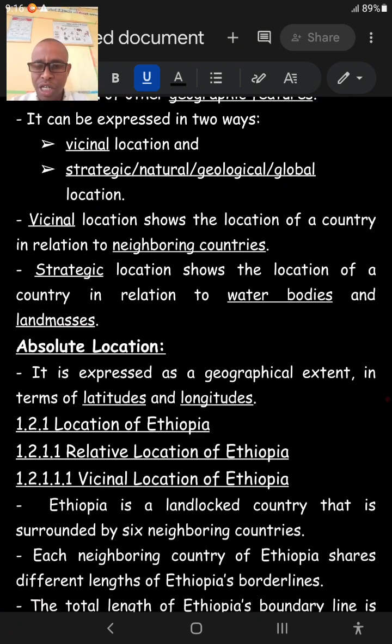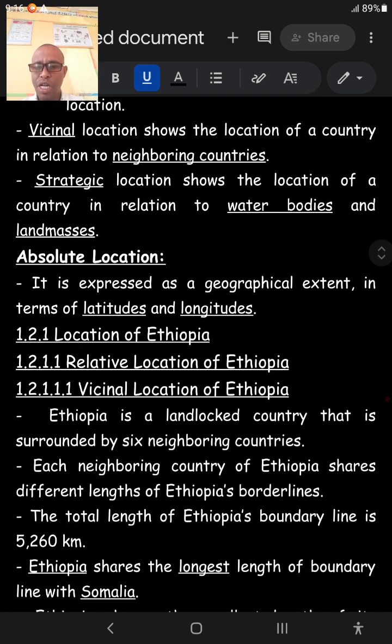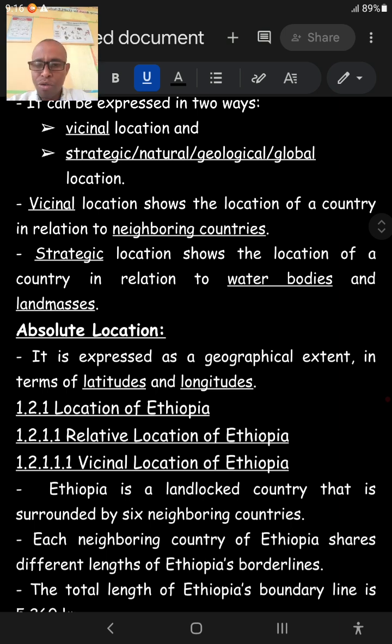On the other hand, strategic location shows the location of a country in relation to water bodies and land masses. You have to know this one. Example, Africa is found south of the Mediterranean Sea, or Africa is found northwest of the Indian Ocean, or Africa is found east of the Atlantic Ocean. We can explain it like this.